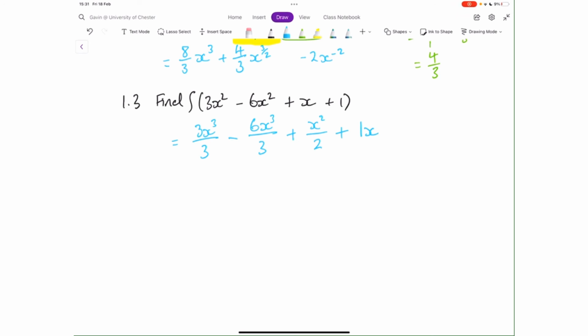And of course I can simplify these slightly. 3 over 3 becomes 1, so that becomes x cubed. Minus 6 over 3 becomes 2x cubed plus x squared divided by 2. We could write that as half x squared plus x.